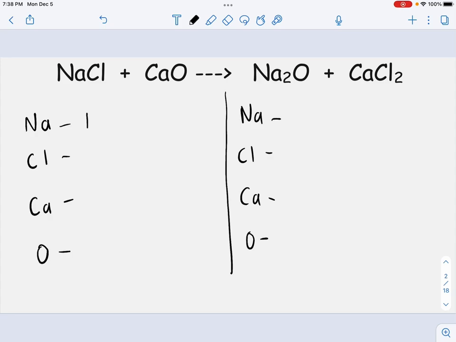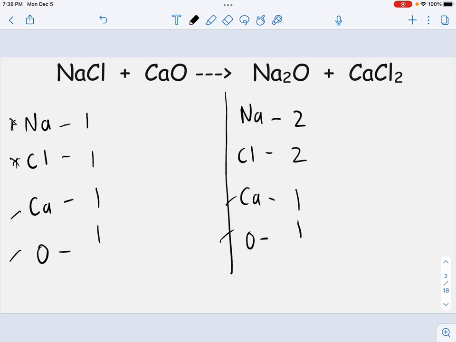On the left-hand side, this is the count, okay? On the right-hand side, we've got this, okay? All right, so looking at this equation and looking at what we've written down, calcium is balanced and oxygen is balanced on both sides. But we can see that sodium and chlorine are not. So on the right-hand side, we've got to get to 2. Okay, we need 2 sodiums and we need 2 chlorines.